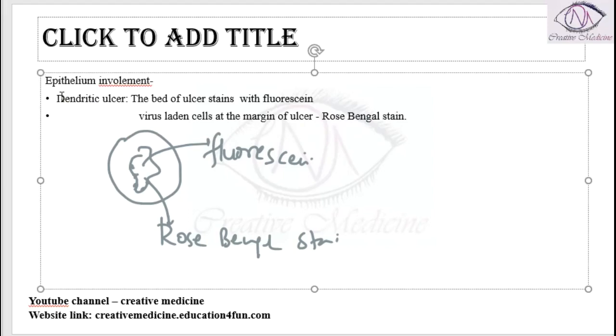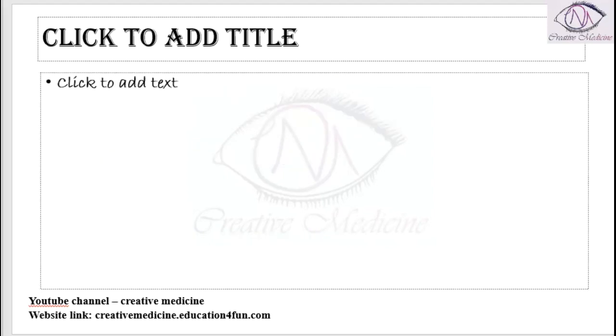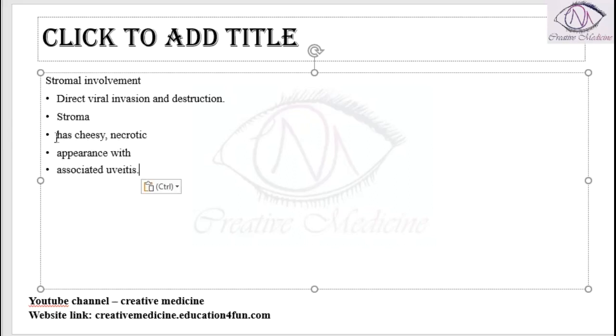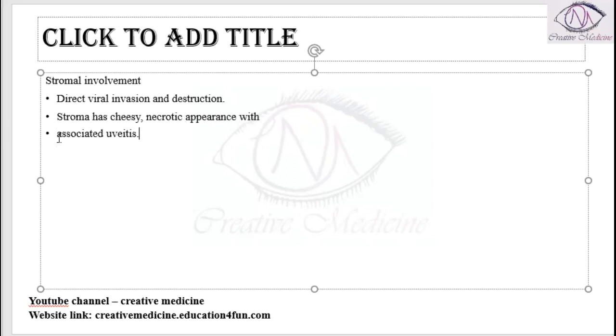Then we also have involvement of the stroma. Stromal involvement occurs mainly due to direct invasion, and there is destruction of the stroma. As a result, the stroma becomes cheesy and necrotic in appearance, with associated uveitis.